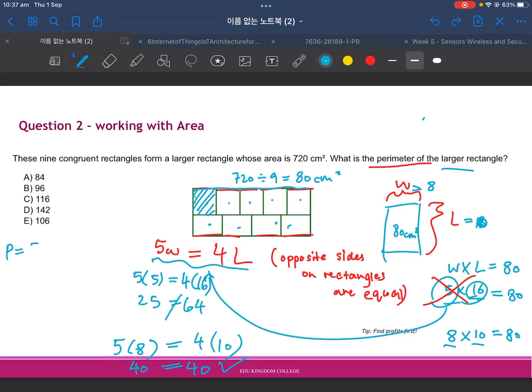Actually, let's do it this way. Since we know that the width is 8 and there's 5 of them, it's 40. The other side is also 40. Plus, what's this side? Length. This side over here is length plus width. So what's length plus width? It's 18. So 18 plus 18. So 40 plus 40 plus 18 plus 18 is 116. And that is why C is our answer.